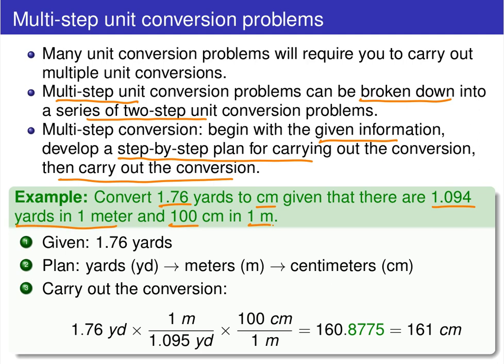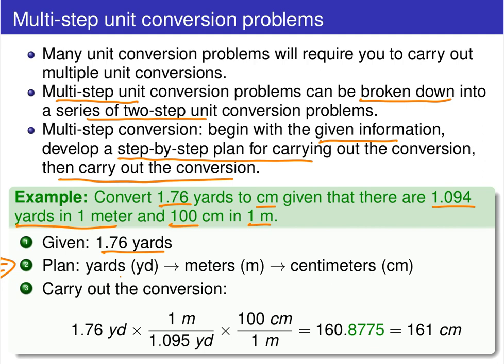Okay, so we know we're given a certain length in yards. We then need to map out a plan. We're not going to do any math. So step 2, we're not doing any math. We're simply mapping out a plan, a strategy as to how to move from the given unit into the desired unit with the given conversion factors.